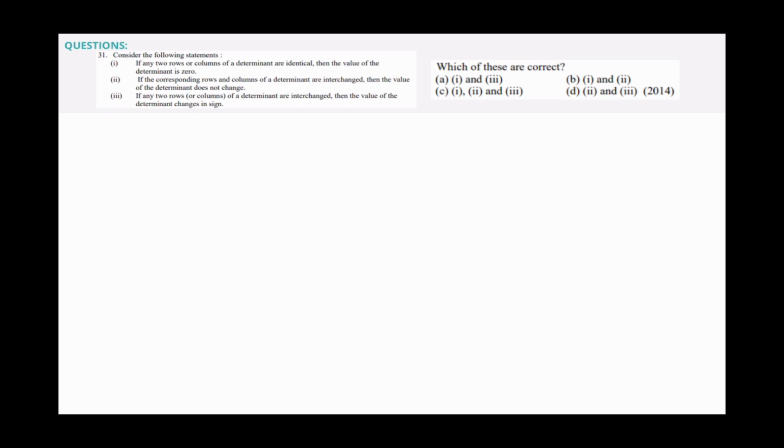Let's read it out. If any two rows or columns of a determinant are identical, then the value of the determinant is 0. Correct? We know that. So this is correct. What about the second one?